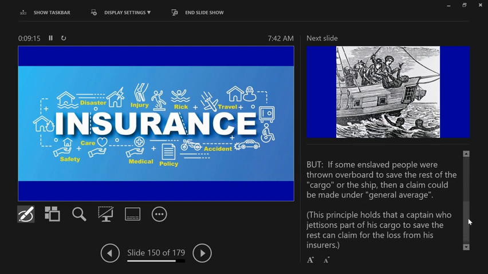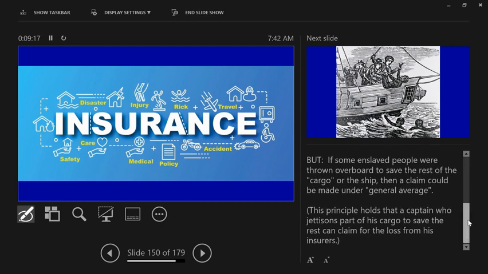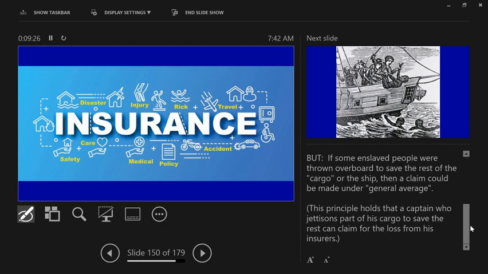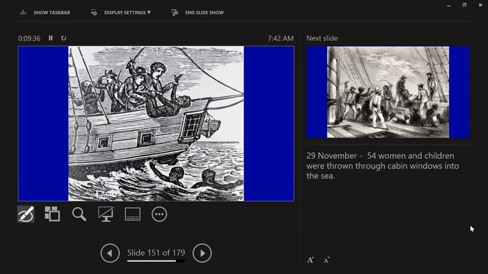But if some enslaved people had been thrown overboard to save the rest of the quote unquote cargo or the ship, then a claim could be made under a general average. So in this case, they could get a recompense from that insurance. This is a horrible policy. It encourages people to throw slaves overboard. And that's exactly what happened.